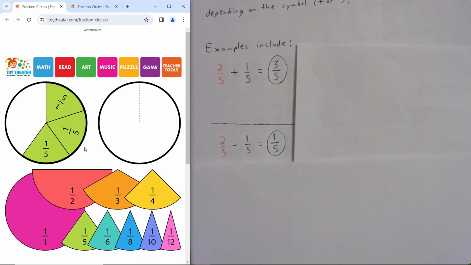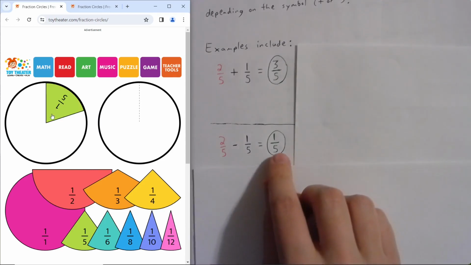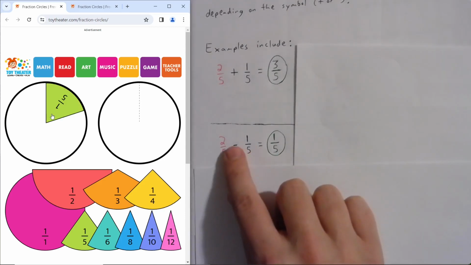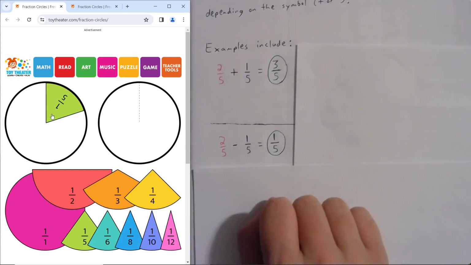Now if we had a subtraction symbol instead for that problem, then we would still start out with 2/5, right? 2 parts that are 1/5 in size. And then instead of adding or combining an extra 1/5, we take away 1 of the fifths. So when I take that away, what I'm left with is 1 part that is 1/5 in size. So we kept the denominator of 5 the same, and then I did 2 minus 1, and I got 1.